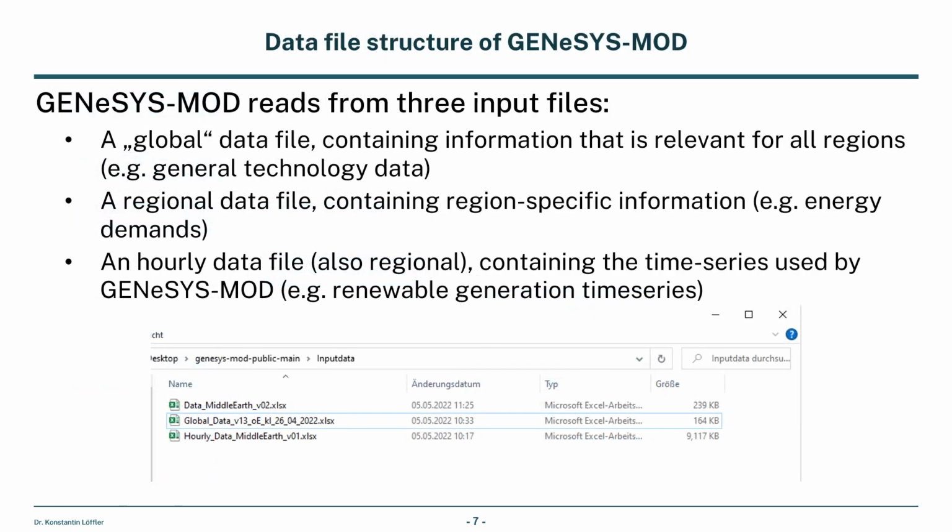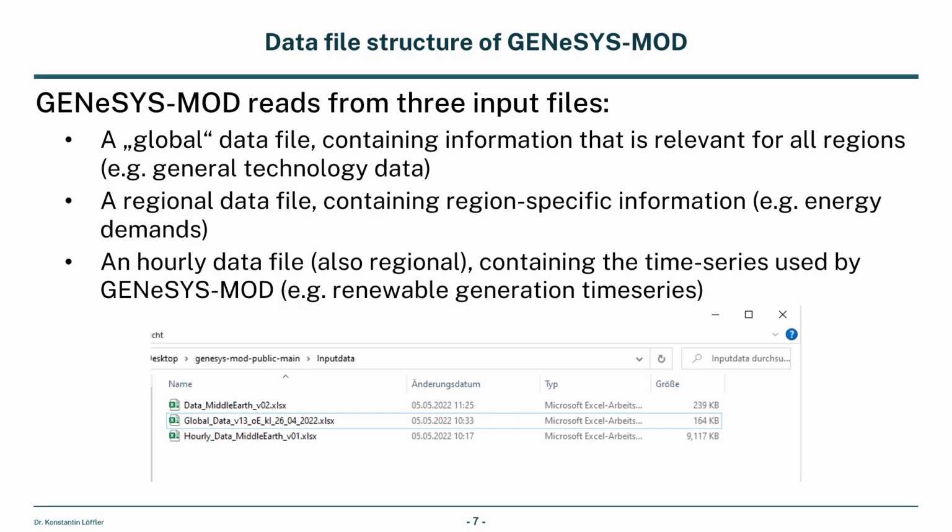GENeSYS-MOD, as I mentioned, uses Excel files to read in the data. This is mostly to make it more user-friendly, since most people are actually quite proficient with Excel, and it provides a nice user interface for the data points that we generate. So at least on the input side, we're using this Excel file format, and we read from 3 different input files. We always have one global data file that contains all information that is relevant for all regions.